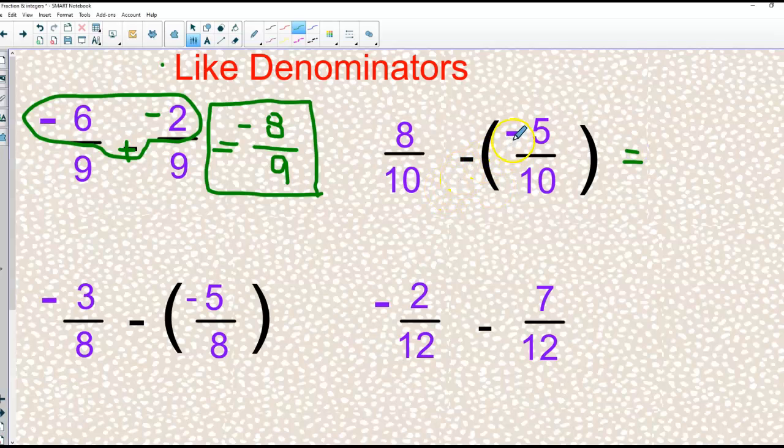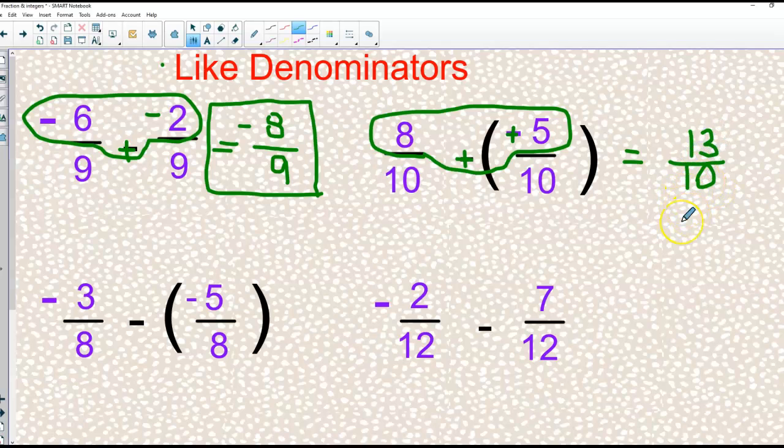8/10 minus negative 5/10. Remember, the parentheses are here to show you some separation between the negative sign and your subtraction sign. That's all. Okay, denominators are the same, so I'm just going to rewrite the 10 here. Let's calculate our numerators. 8, it says, minus a negative 5. So leave, change, and opposite. So this is just 8 plus 5, which is 13. So it's a positive 13 here.